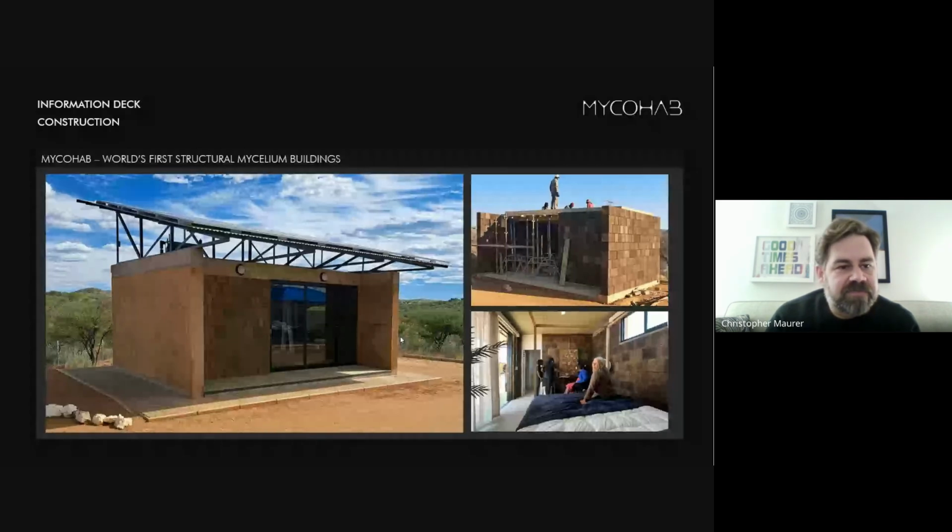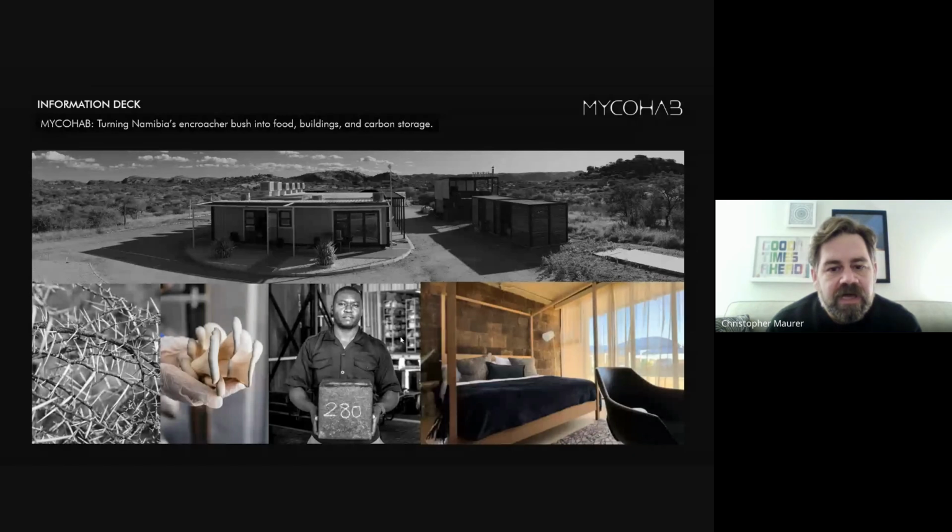This was built in Namibia on our site at MycoHAB, and we used 12 tons of encroacher bush to create this building. In the process, we grew over 3 tons of mushrooms that went to market to feed people, and the whole process was carbon negative to the tune of 12 tons of carbon dioxide. I'll go through the carbon accounting in a second as well. Here's another slide that shows the site we were working on, and the process that goes from bush to buildings with mushrooms in between.